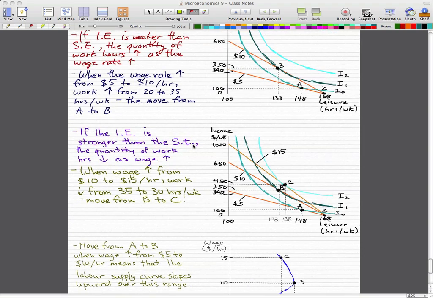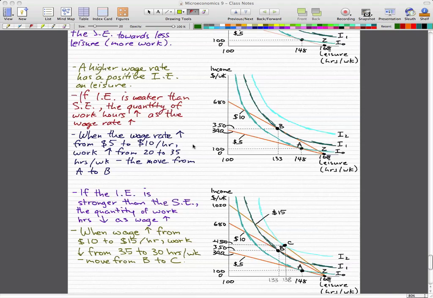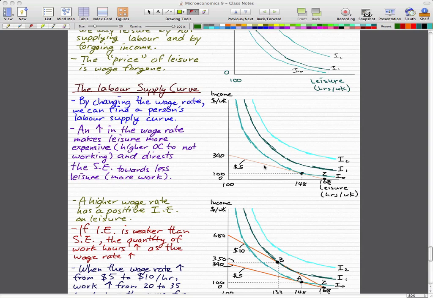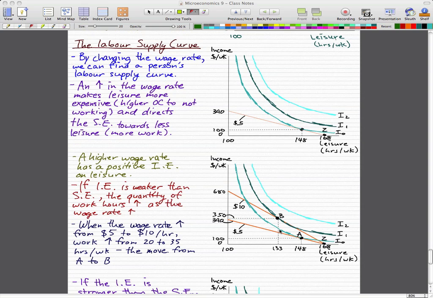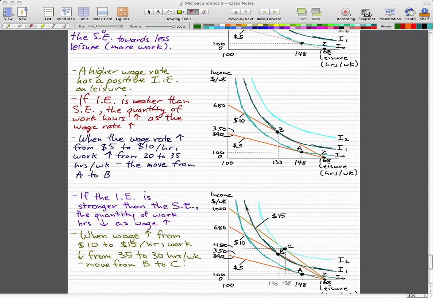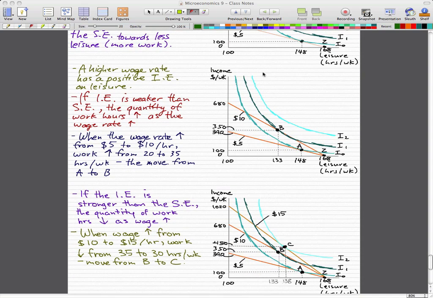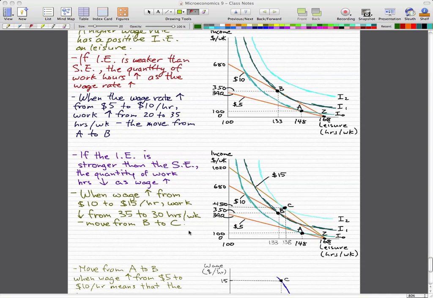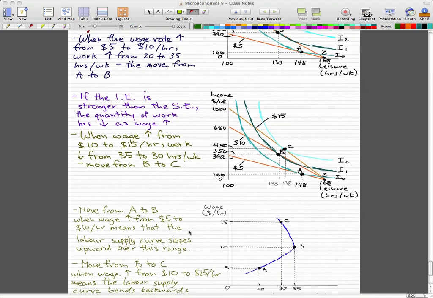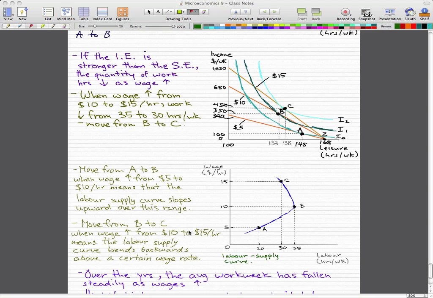Coming back to our example from the last video, what happened was that from $5 before, in the first case, when we got a raise to $10, our leisure hours per week decreased and our wage rate increased. And when our wage further increased from $10 to $15 an hour, our leisure hours increased from 133 to 138 and our wage increased again. So let's take all this and draw a labor supply curve.